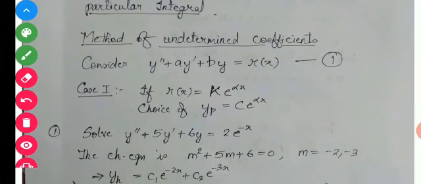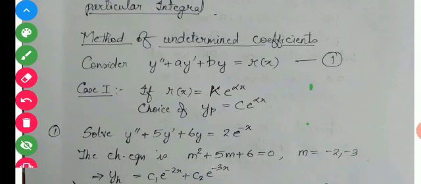This method basically depends upon your r of x. This method is usually used in cases where your r of x is an exponential function. There are a lot of cases. One is it can be an exponential function of the form e raised to ax, maybe e raised to 2x, e raised to 3x, or something like that. Or it can be sine or cos. That is, r of x can be, say for example, sine 2x or cos 3x, anything like that.